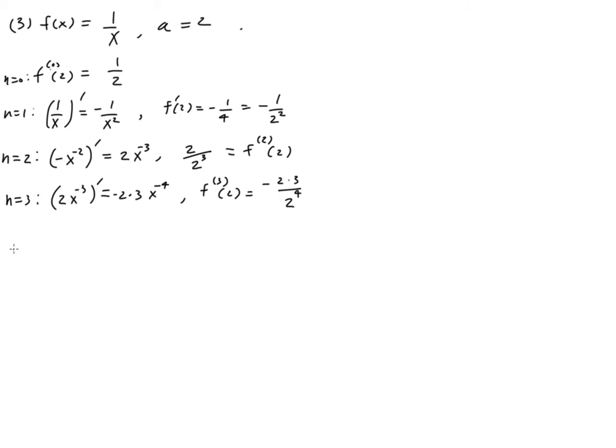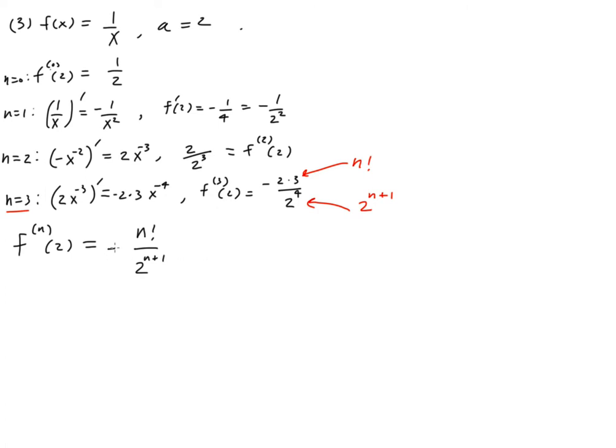Okay, so I think I see the pattern emerging. First off, let's make a few comments here. This is clearly looking like an n factorial up there, right? And this down there looks like a 2 to the n plus 1, right? Because n is equal to 3, and we see a 4 there. All right, so I think I can write down the pattern. Now f to the n, evaluated at 2, is equal to n factorial divided by 2 to the n plus 1.